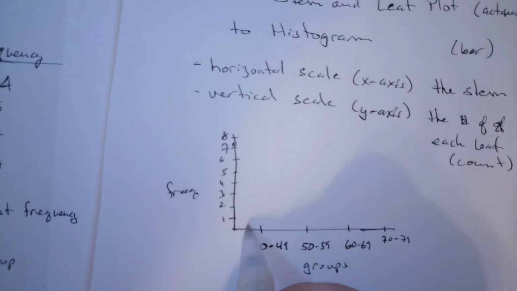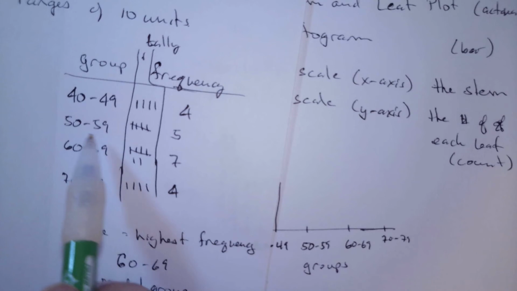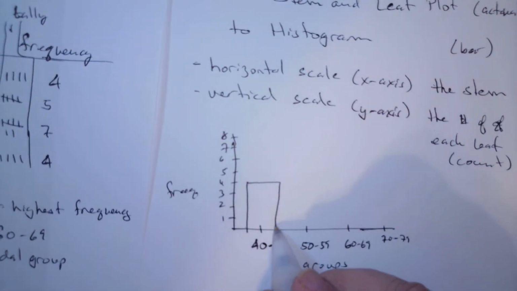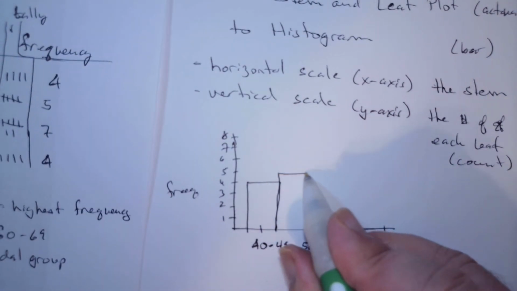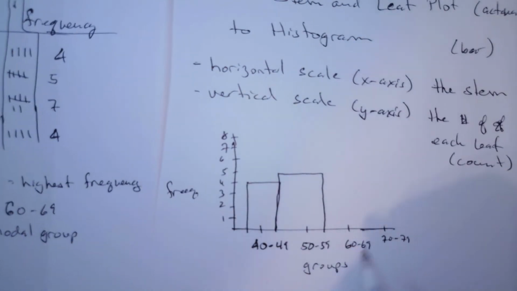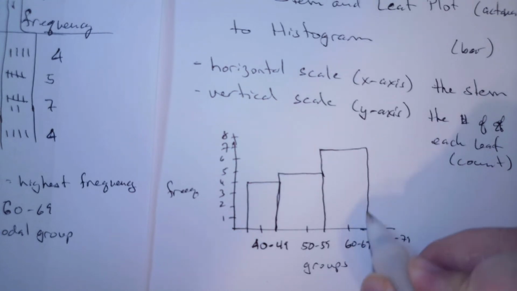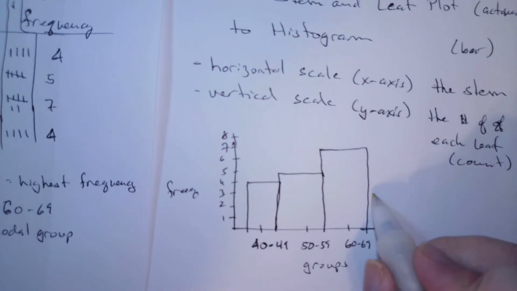So in the 40 to 49, we have 4 of them. In 50 to 59, we have 5 of them. In 60 to 69, we have 7 of them. And 70 to 79, we have 4.